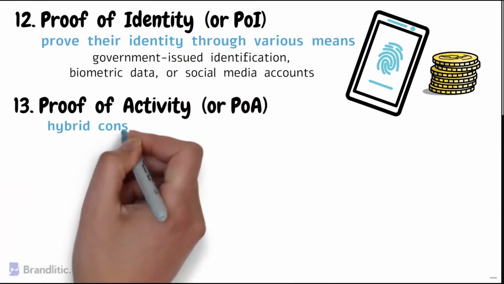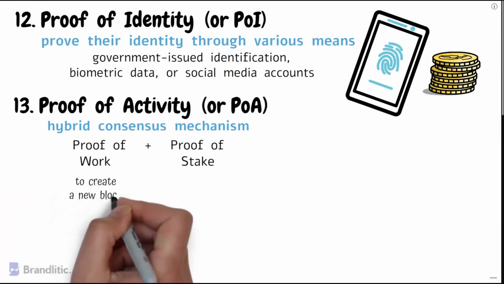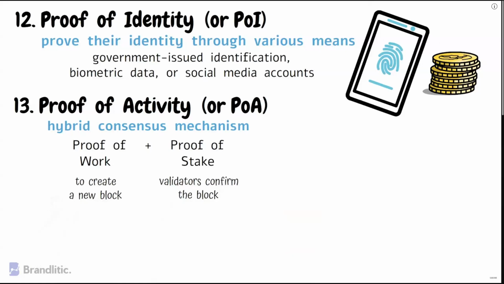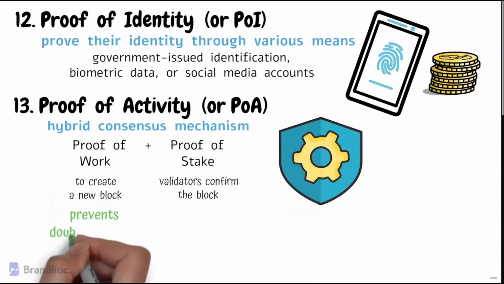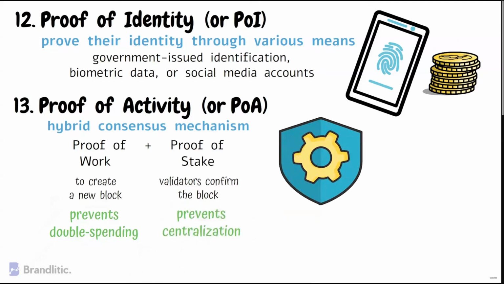Now, proof of activity is a hybrid consensus mechanism used in blockchain technology that combines proof of work and proof of stake to help ensure security and reliability of the network. In this, miners first perform proof of work to create a new block, and then validators confirm the block using proof of stake. This process ensures that the network is secure and efficient, as proof of work prevents double spending and proof of stake encourages participation and prevents centralization. And because of this, proof of activity helps in improving the speed and scalability of blockchain networks while still maintaining a high level of security and reliability.